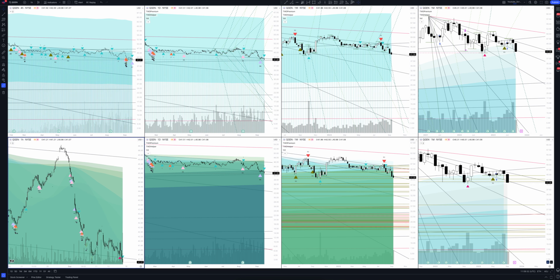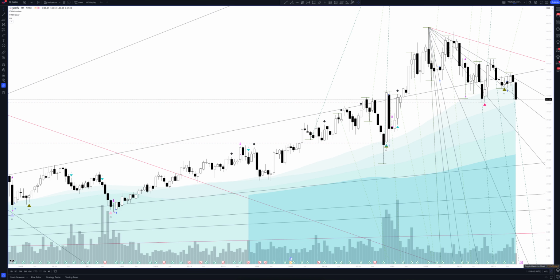We'll take a look at QIAGEN NV stock. Let's analyze the market situation and find out how you can make money on it. We always start our analysis from the global market.